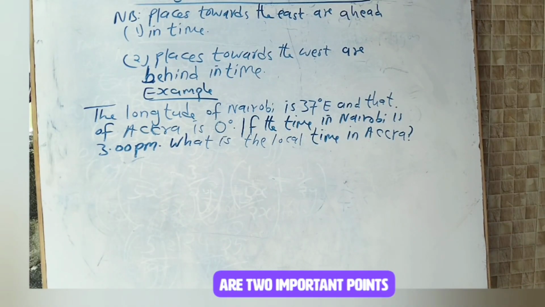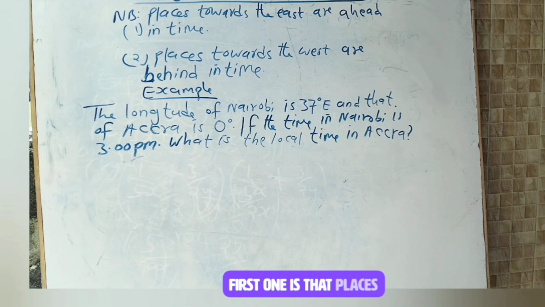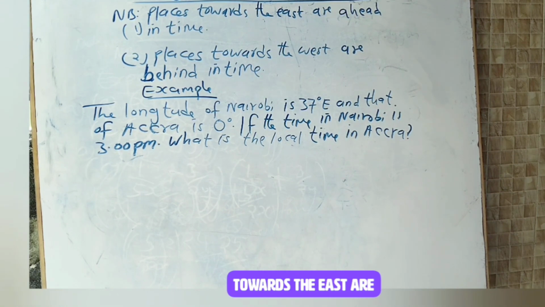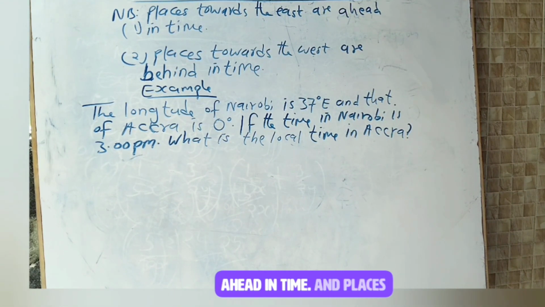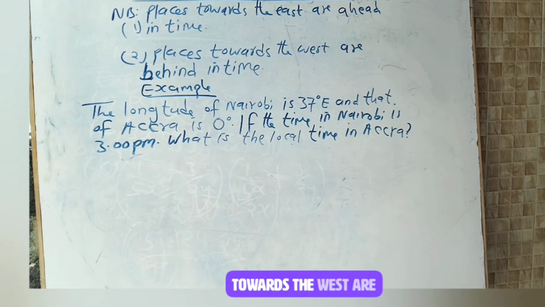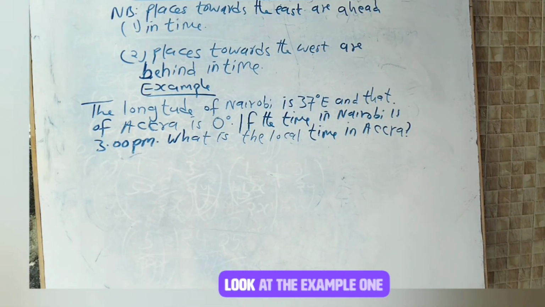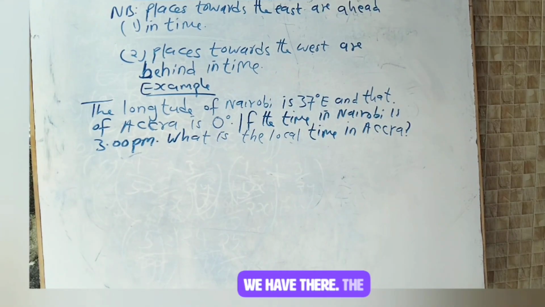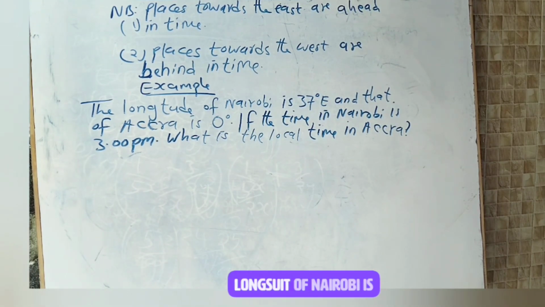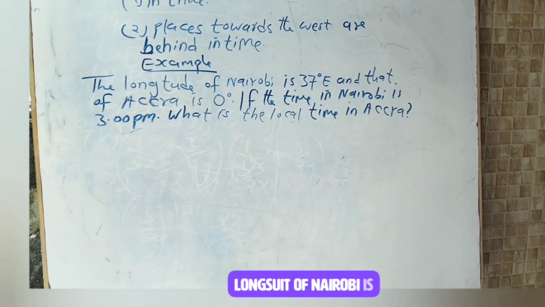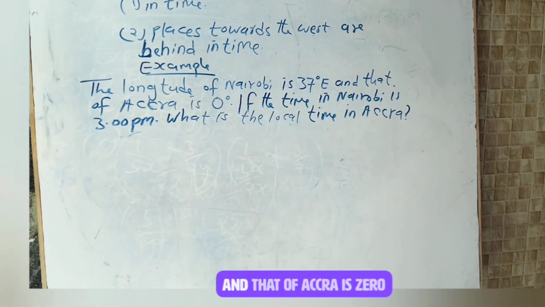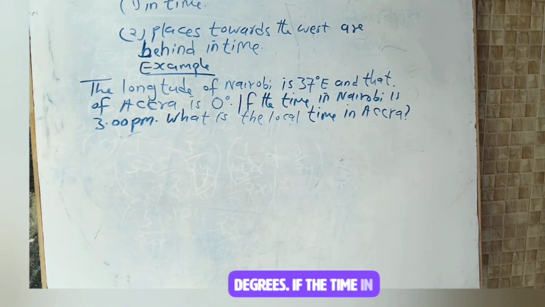There are two important points you have to note. The first one is that places towards the east are ahead in time, and the places towards the west are behind in time. Okay, now look at example one we have there. The example states the longitude of Nairobi is 37 degrees east and that of Accra is 0 degrees. If the time in Nairobi is 3 p.m., what is the local time in Accra?